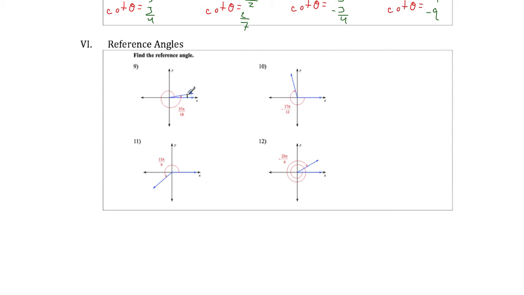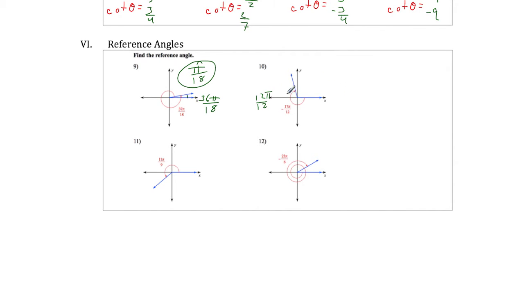Reference angles, we're just looking for this little sliver there. So this is 2 pi, which is 36 pi over 18. And if we have 37 pi over 18, and we want to get to 36 pi over 18, we could subtract to get pi over 18. Over here, this is pi, so that is 12 pi over 12.